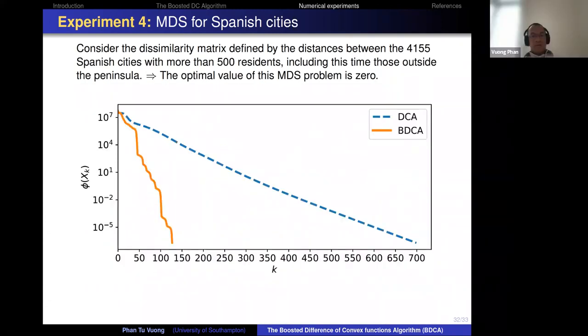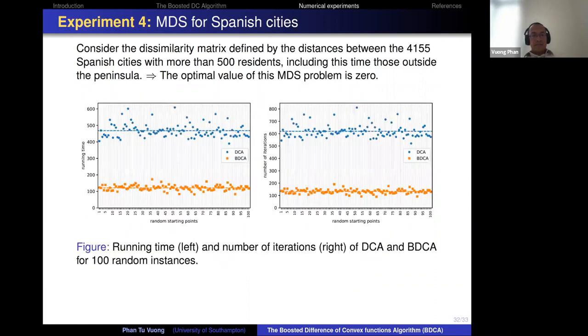Okay, here we have this already. So here you see the objective value, phi of xk. The orange one is the BDCA, and the blue one is the DCA. The objective after 120 iterations for BDCA and 700 iterations for DCA. So here's the running time for a random starting point.